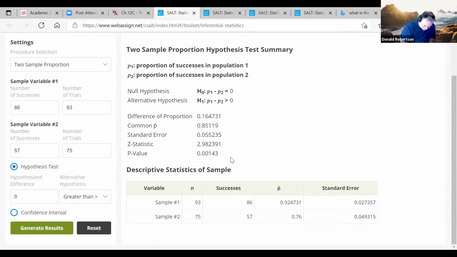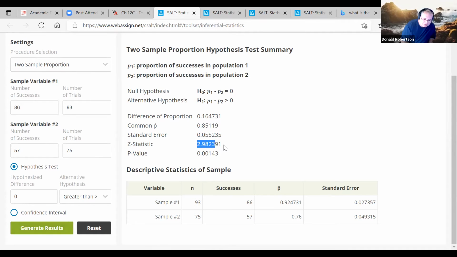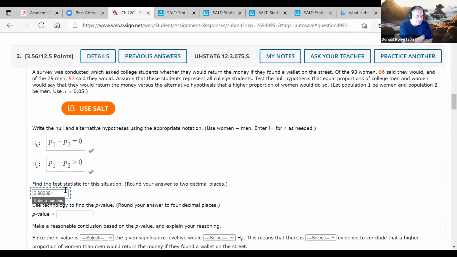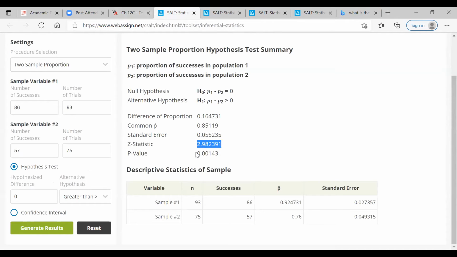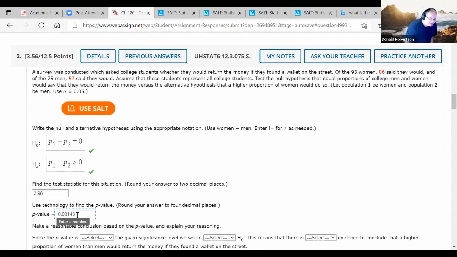So that's what, 2.982391. Just writing that down. Yeah, and the p-value is 0.00143. Okay, so let's go back and put them in just to verify that's correct. Now you need 2 decimal places. That looks good. And the p-value, probably a few more decimal places. Yeah, 4 for that one. So just knock off the 3 and it should be good. Right.